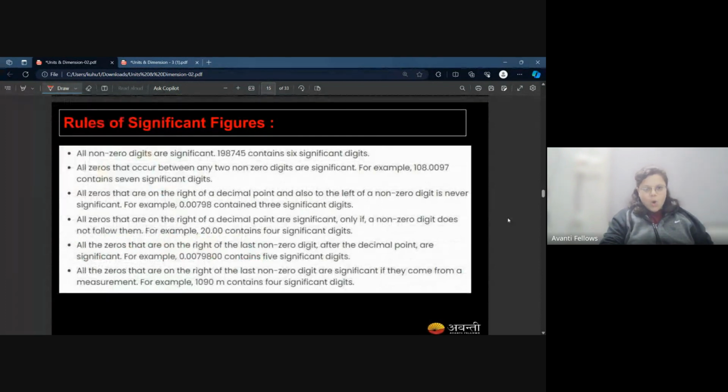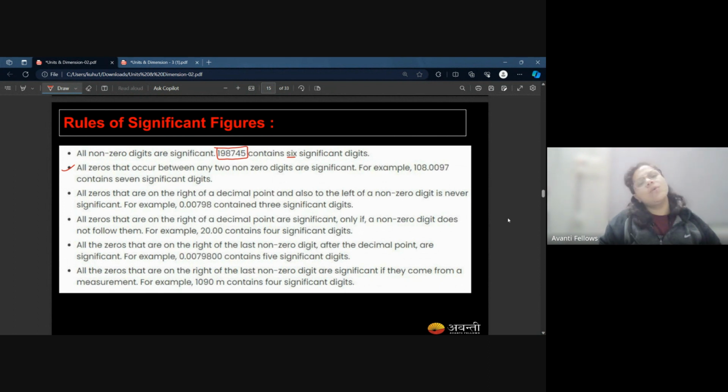Number 1 is all non-zero digits are significant. As I just gave the example, for an example, you have this number also. It contains 6 significant figures, right? Non-zero digits will be considered as significant figures. When it comes to the second rule, whenever you find something fishy, just ask me, ma'am, this is something I'm not clear about. Okay, I'll explain that.